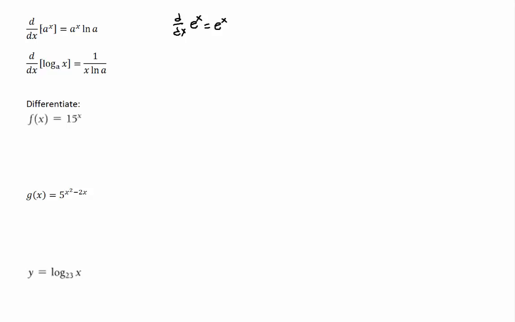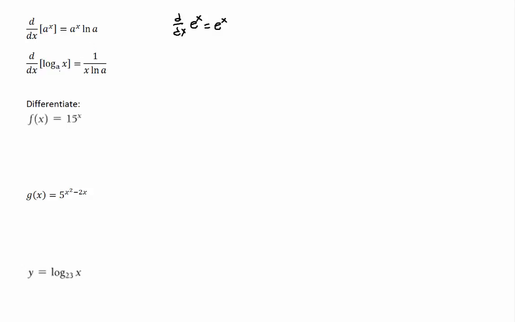For example, you could put in the derivative with respect to x of 2 to the x, and this would be just 2 to the x times the natural log of 2. So it's the same thing as before. The only thing that changes is that whenever you have an exponential where the base is not e, you multiply everything times the natural log of the base.